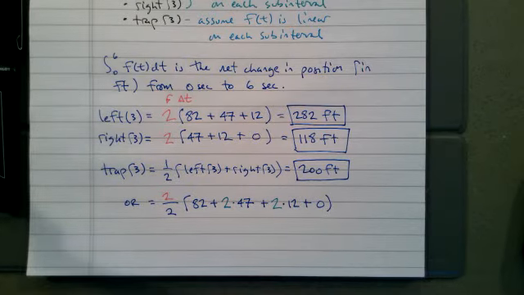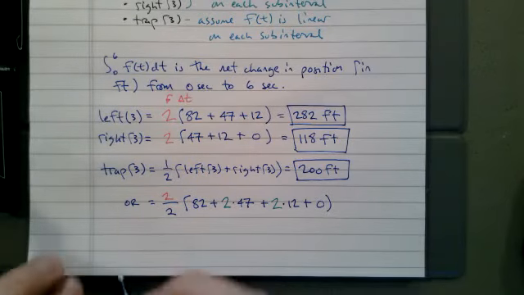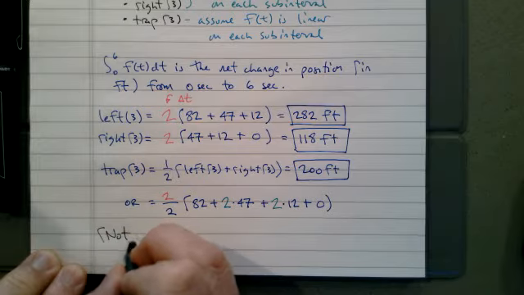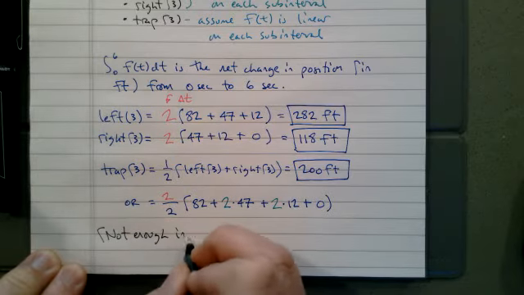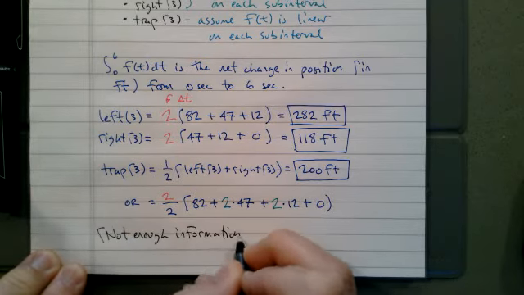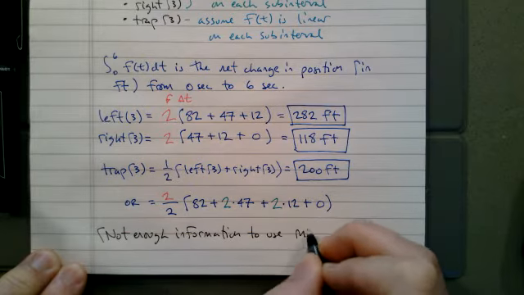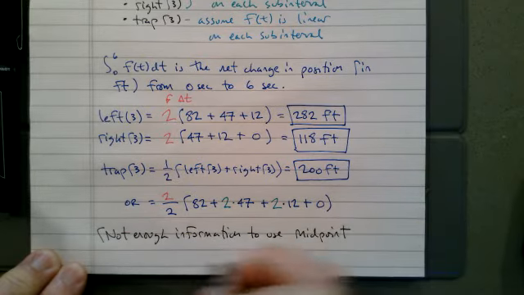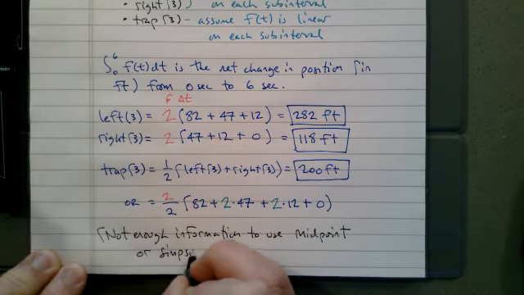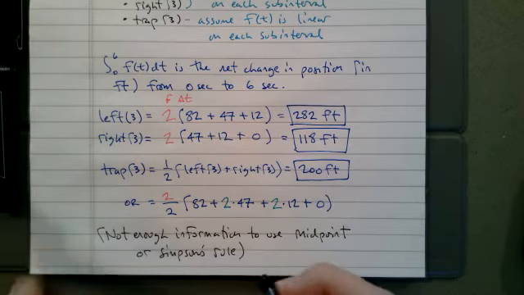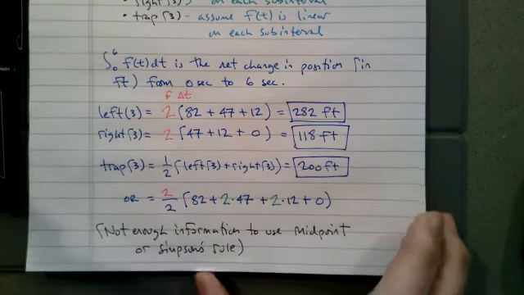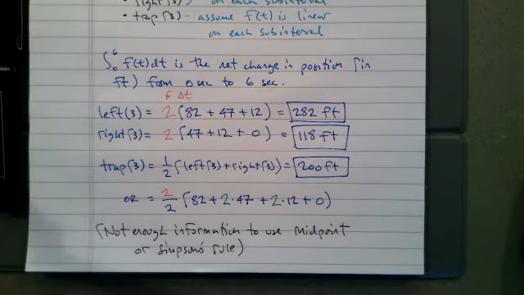In this particular case, we don't have enough information to do a midpoint rule. So since there's not enough information to do a midpoint rule, there's not enough information to do a Simpson's rule. Any questions?